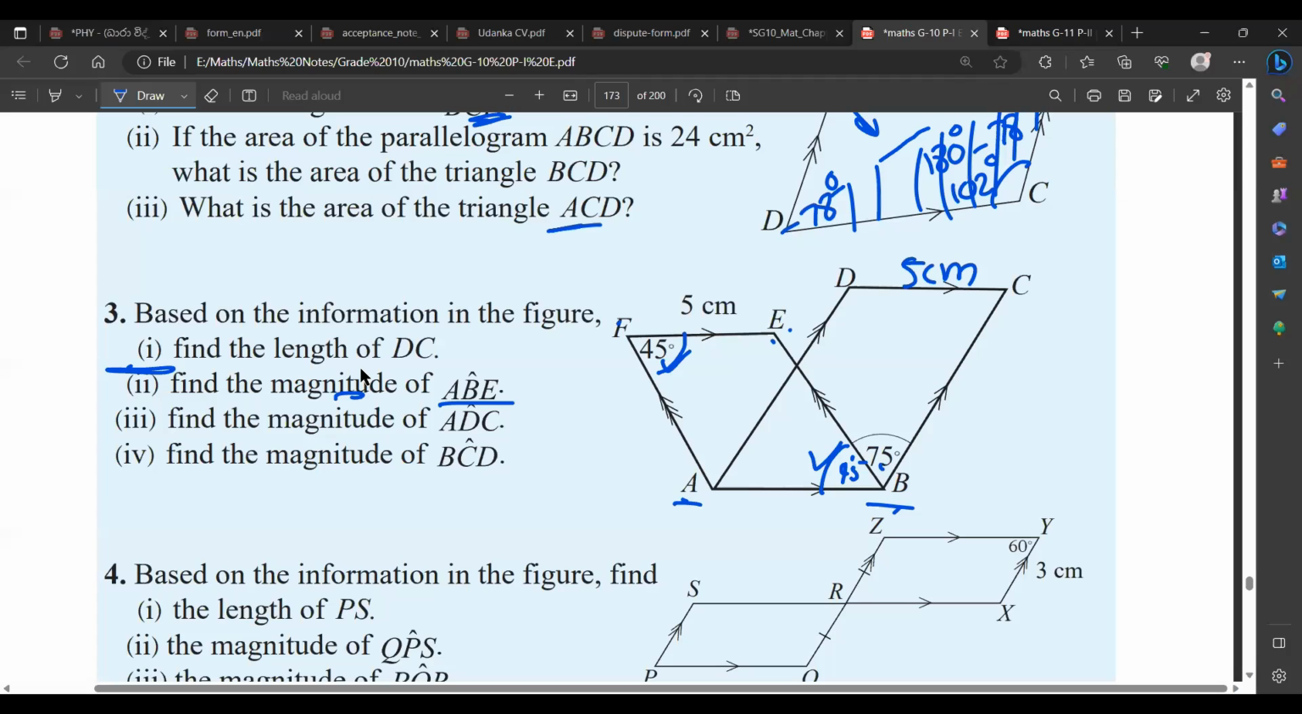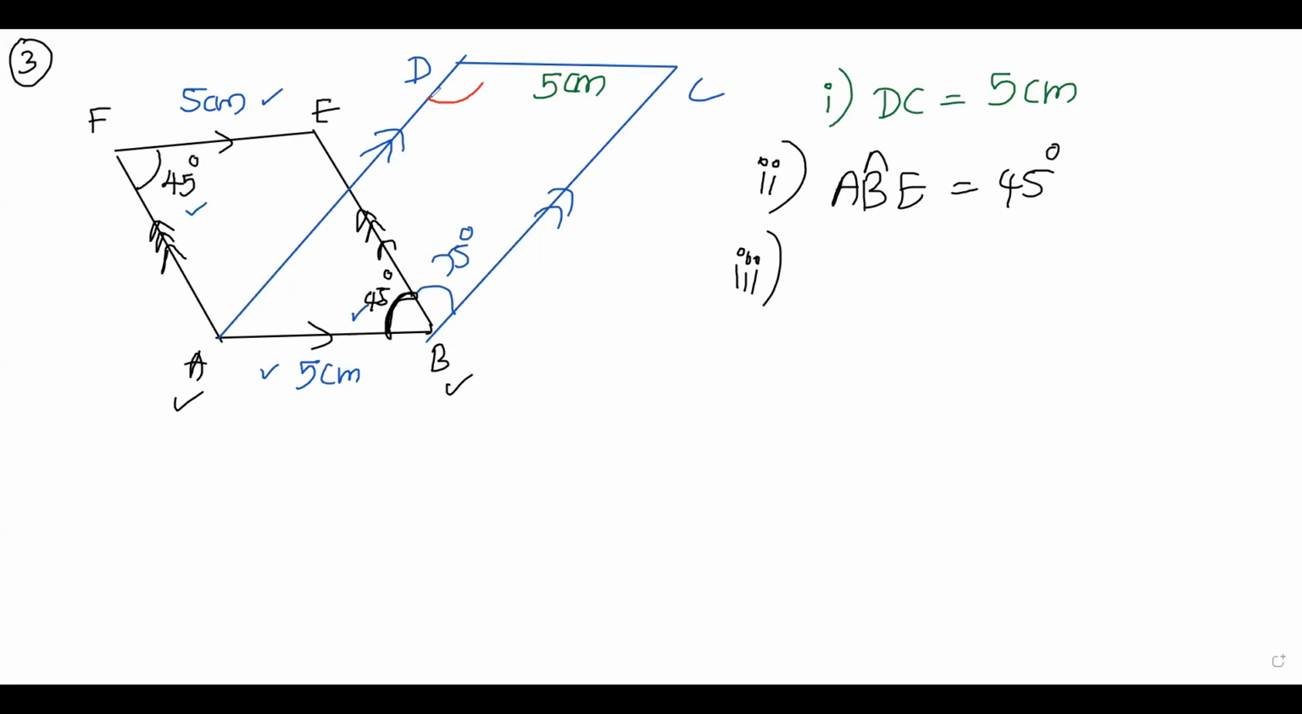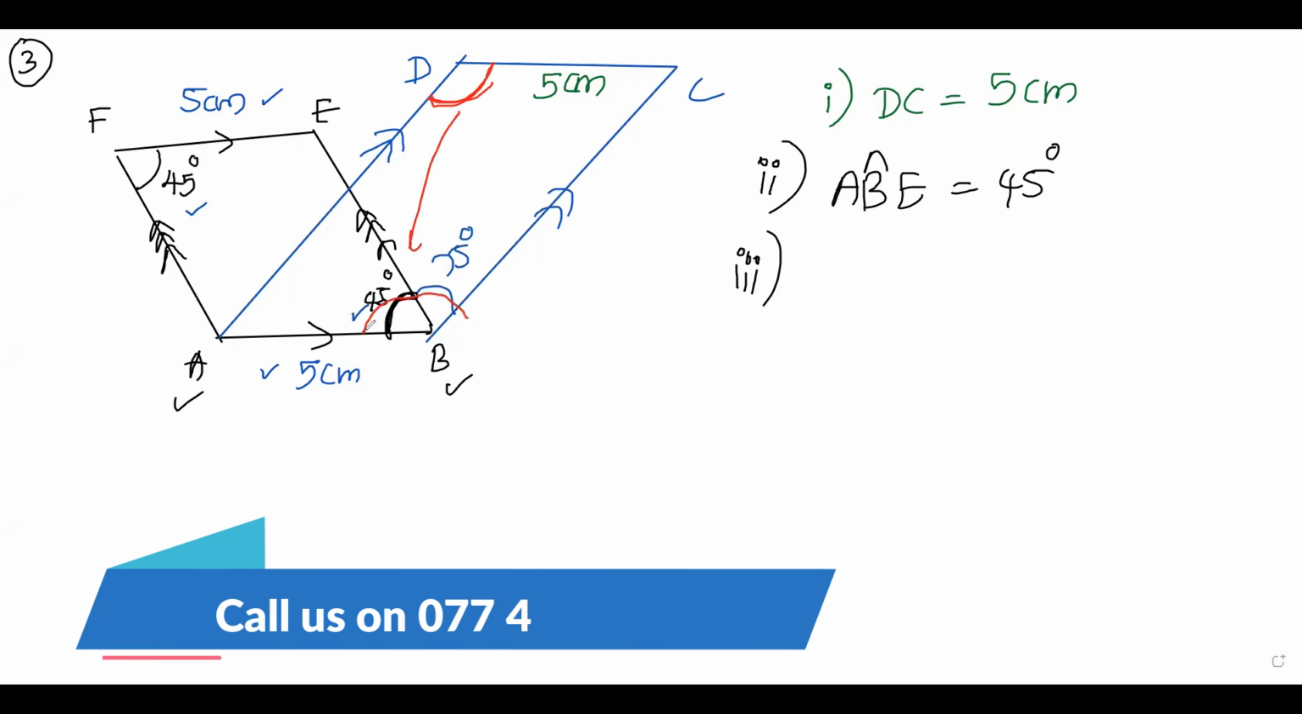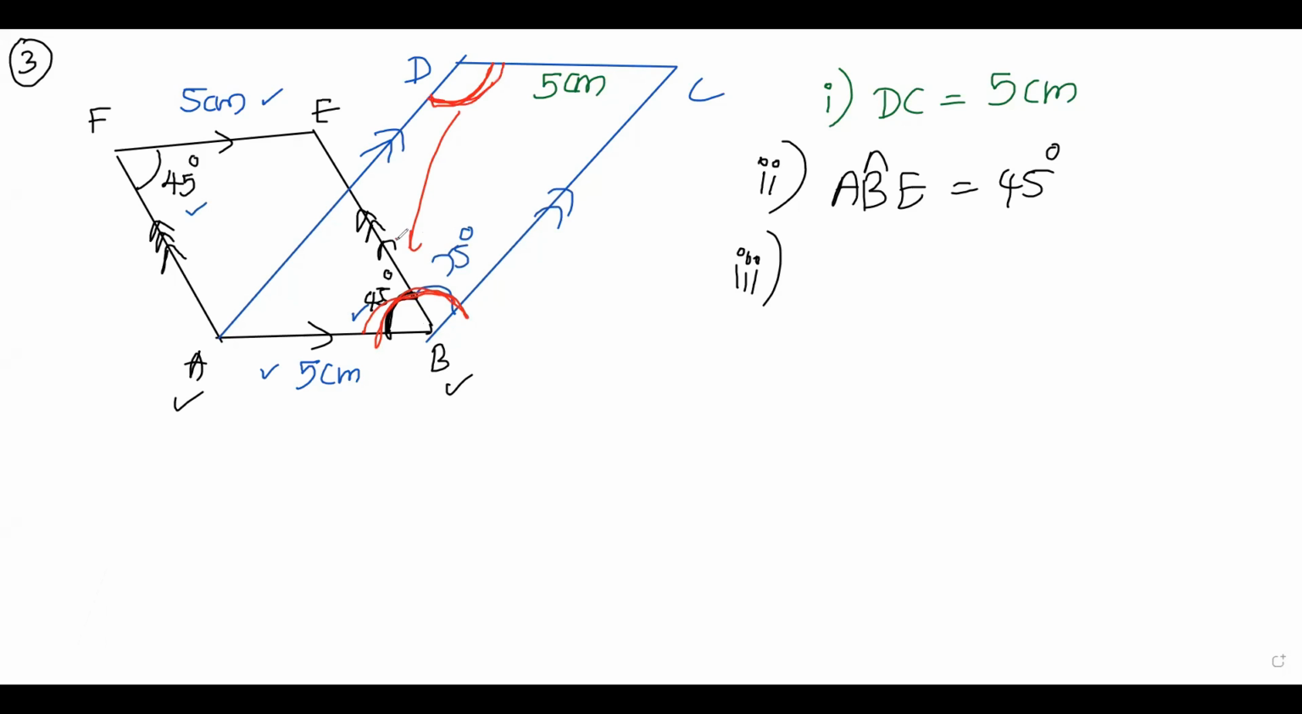And next, find the magnitude of ADC. Show me, ADC. They are asking this one. For this one, what is the equal angle? Tell me. This is the ADC. The opposite angle of ADC, what is this? This whole part, what is there? ABC. For ADC, the opposite angle should be ABC. ADC is equal to ABC.